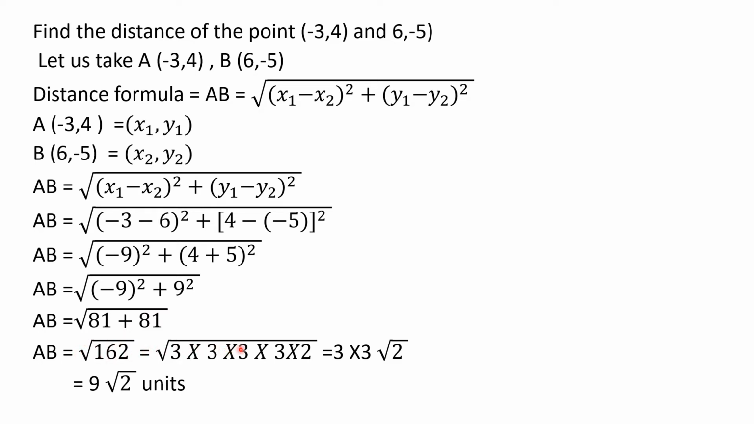This you can prime factorize and you will get, instead of 2 3s you will get 1 3. This 2 is not having any pair, so root 2. So 9 root 2 units. The distance between A and B is 9 root 2 units. Now going to the next problem.